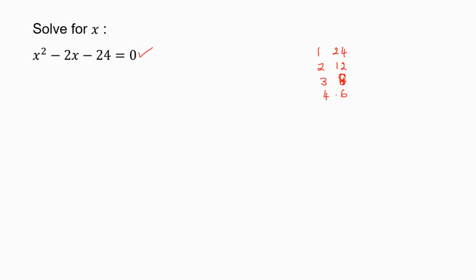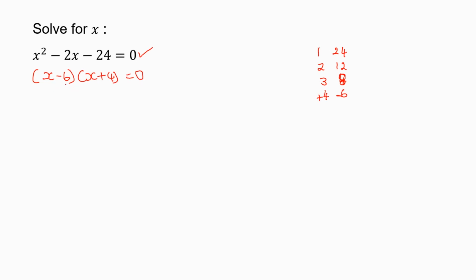So it means if the bigger one is negative and the smaller one positive, so if this is negative 6 and then positive 4, you see that? Okay, so it means our factors are x minus 6 and then x plus 4 is equal to 0. Okay, and so this is a product, we're multiplying these two brackets and getting 0.